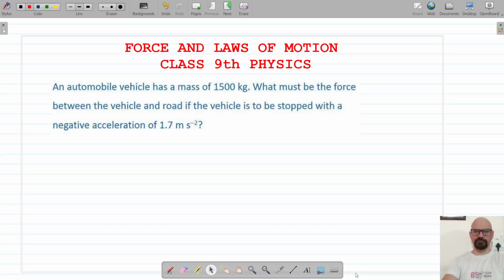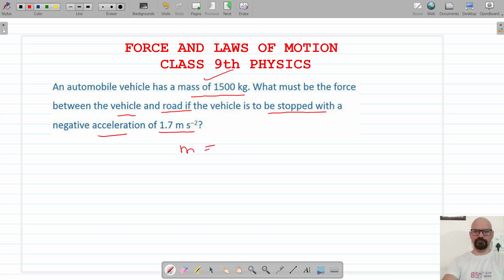Okay, for the next question, it's given that an automobile vehicle has a mass of 1500 kg. What must be the force between the vehicle and the road, that is the force of friction, if the vehicle has to be stopped with the negative acceleration of 1.7 meter per second square? So it's a simple one.